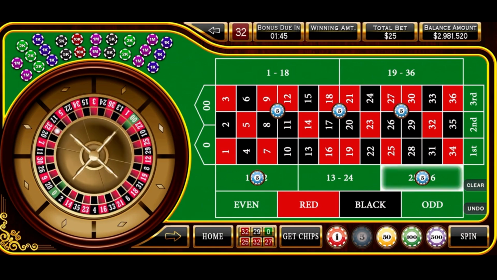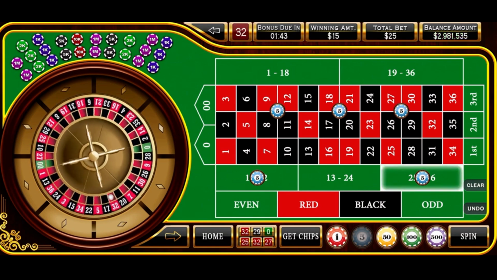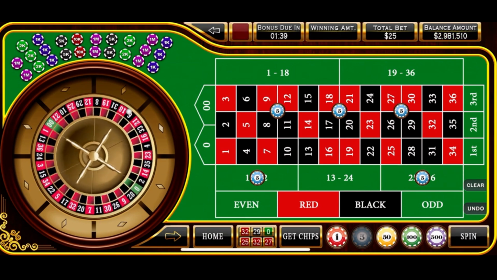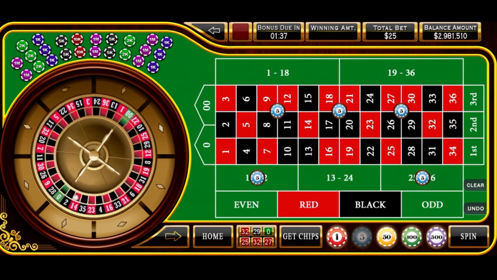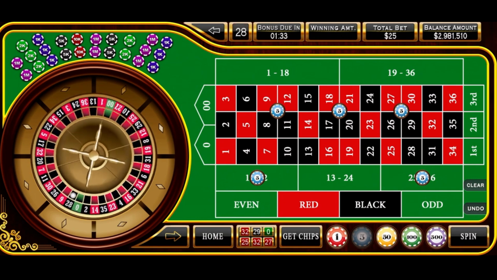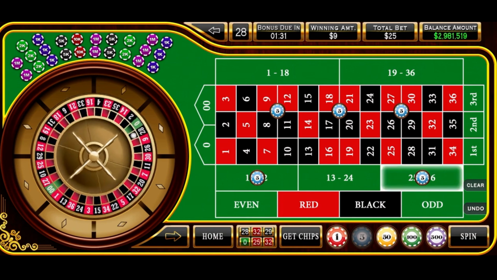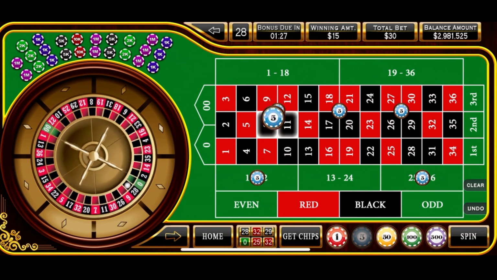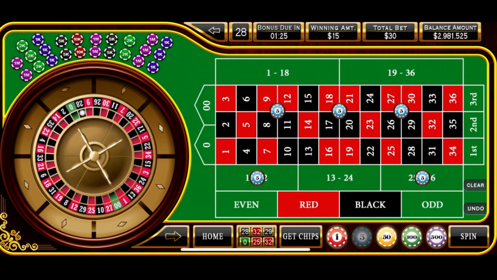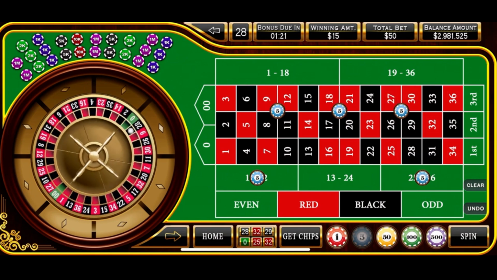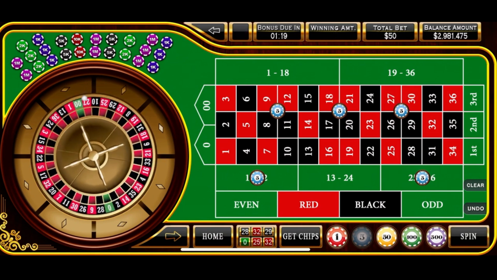Okay, that's 32 red, so that's going to be a partial loss. So we'll stay at this level and spin it again and see what we get. Okay, there's 28 black, so that's another partial loss. So that'll mean we go up to level 2 now, and we'll increase all the bets by $5. $50 total bet, and we're spinning. Here we go.